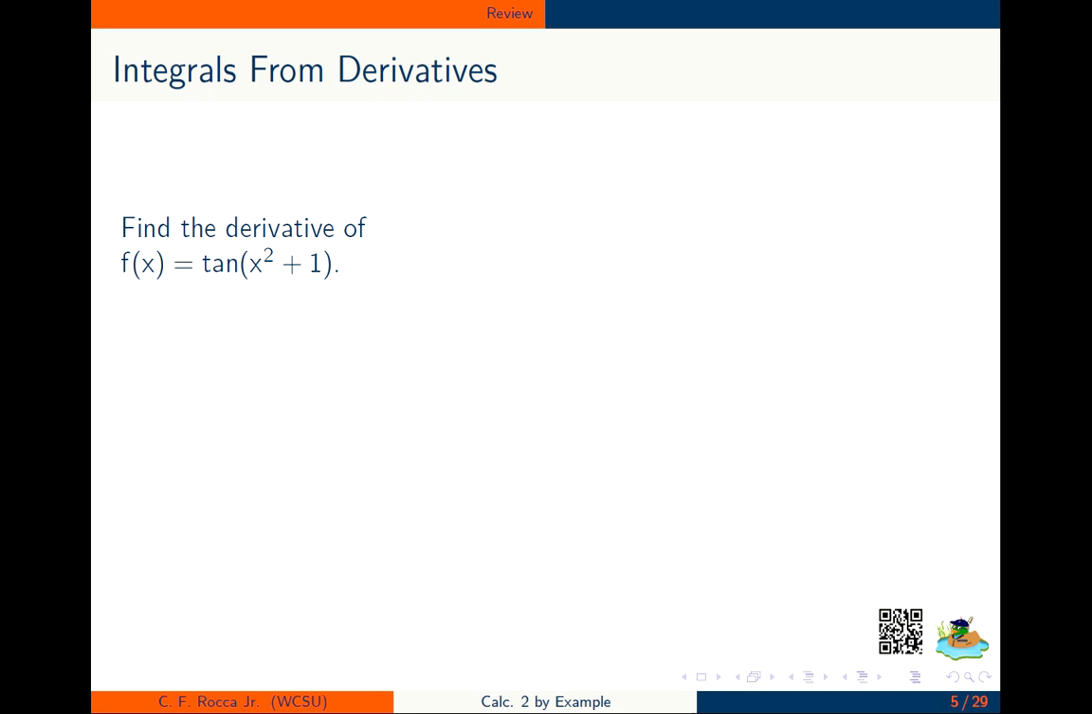In this video, we're going to be looking at how we could reverse our derivative rules in order to integrate functions and find indefinite integrals. Let's start by finding the derivative of f of x equals the tangent of x squared plus 1.